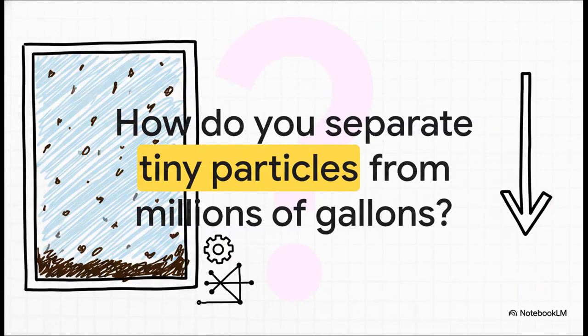Okay, so let's just jump right in. Picture a massive tank, like millions of gallons of murky water. How on earth do you get all the tiny suspended gunk out of it? It seems like an impossible task, right? Well, it turns out the solution is surprisingly elegant, and it's at the heart of everything we're talking about today.